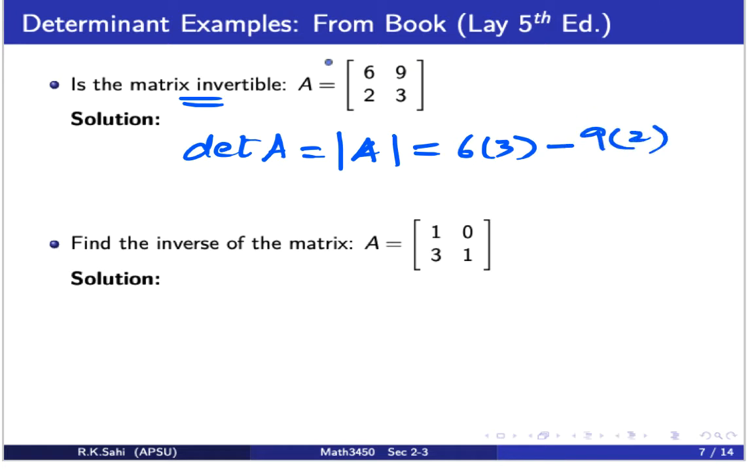minus 9 times 2. This is important, guys: the first element before the negative sign is the conventional diagonal we follow. So it's 18 minus 18. It's a 0. So what does that mean? A is not invertible.